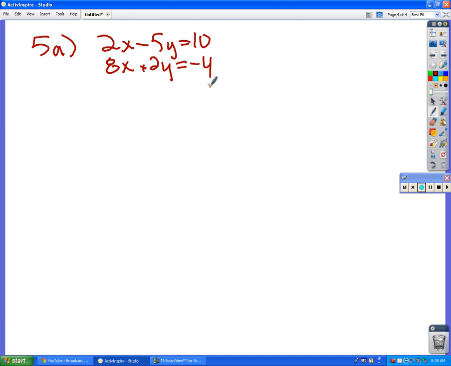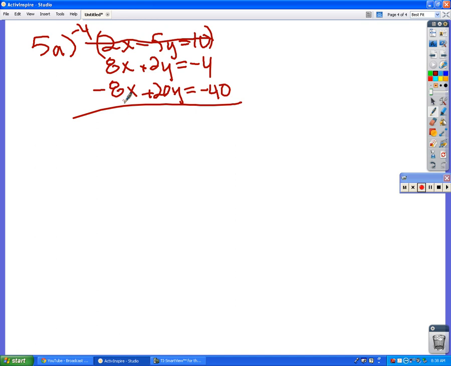Fantastic. Okay, 5A. How do you want to solve this one? Elimination. Multiply the top one by what? Negative 4. So that's going to give me negative 8x plus 20y equals negative 40. Okay? Add those together, the x's cancel. 2y and 20y is 22y. Negative 4 and negative 40 is negative 44. So y equals negative 2.